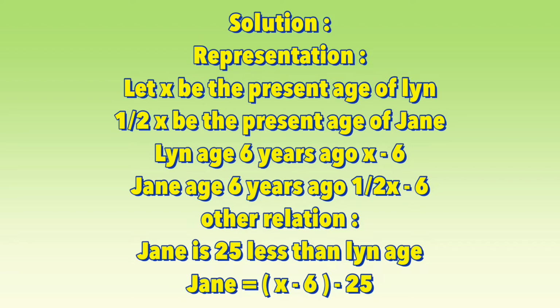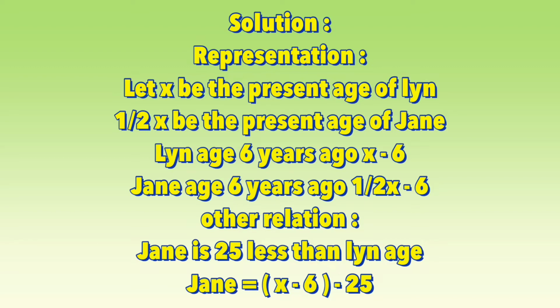Another relation we have based on the problem is that Jane is 25 less than Lynn's age. If we translate this into a mathematical sentence, we have Jane equals x minus 6 minus 25. Okay, our equation: Jane's age ago equals Lynn's age ago. This is just a matter of comparison. So we have to solve the equation.